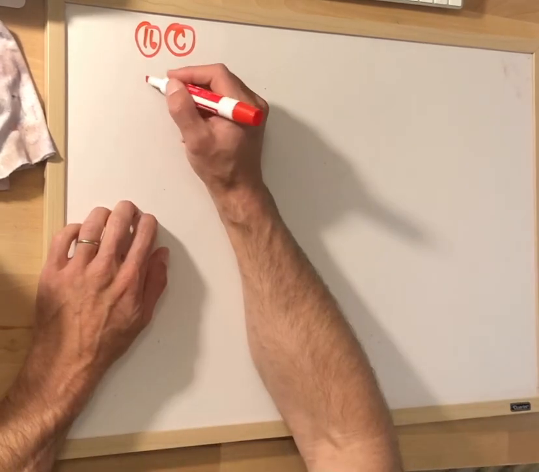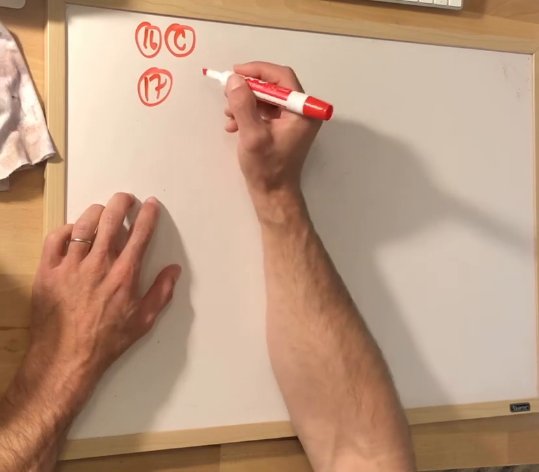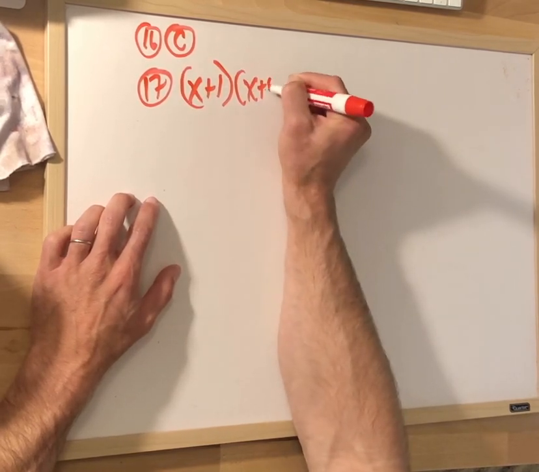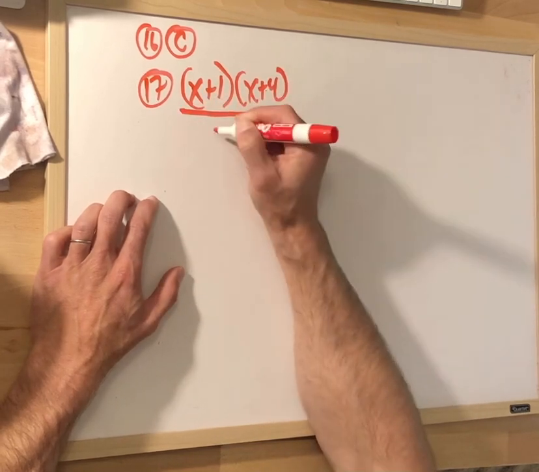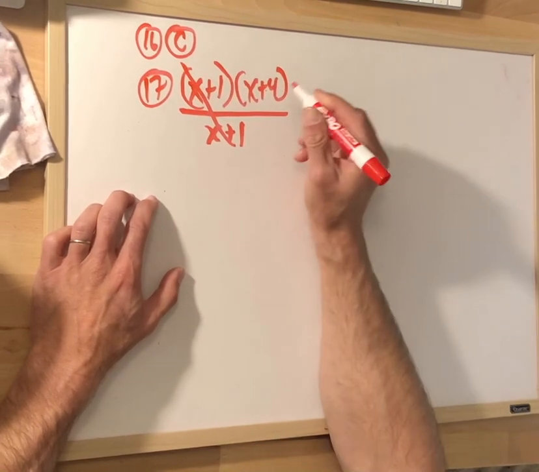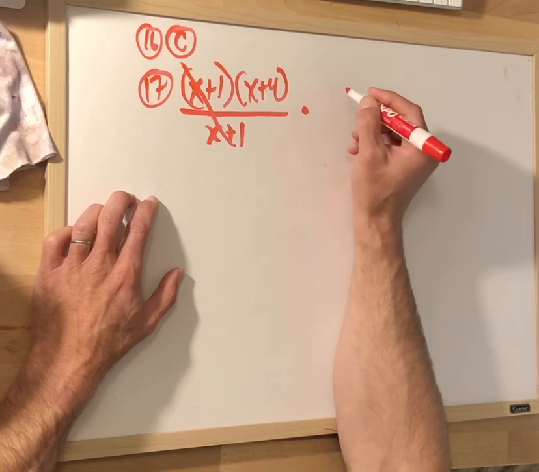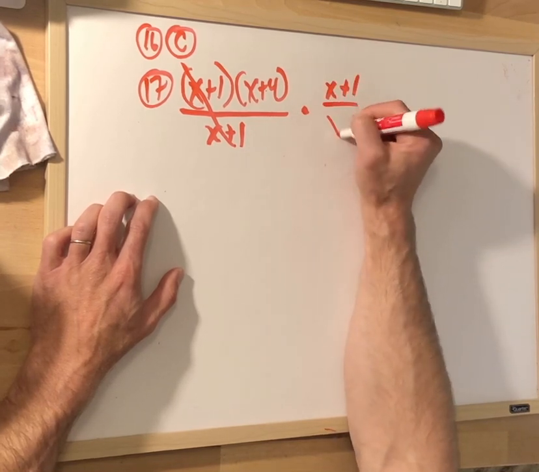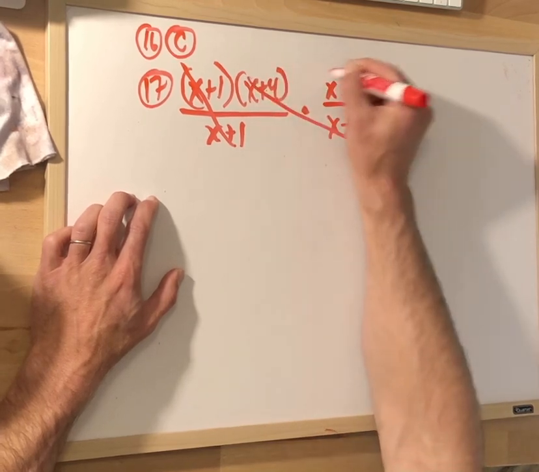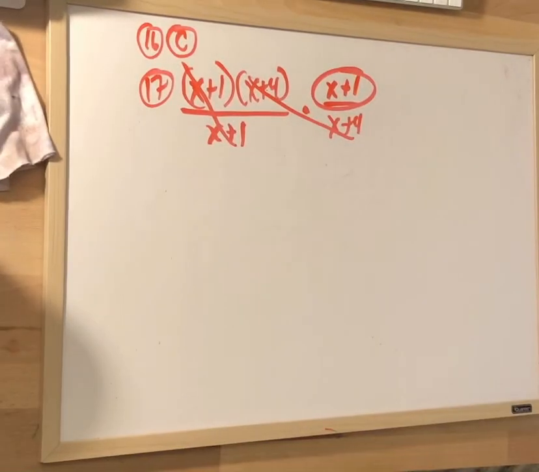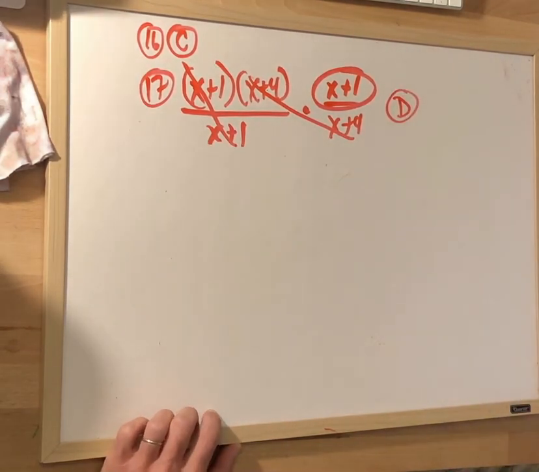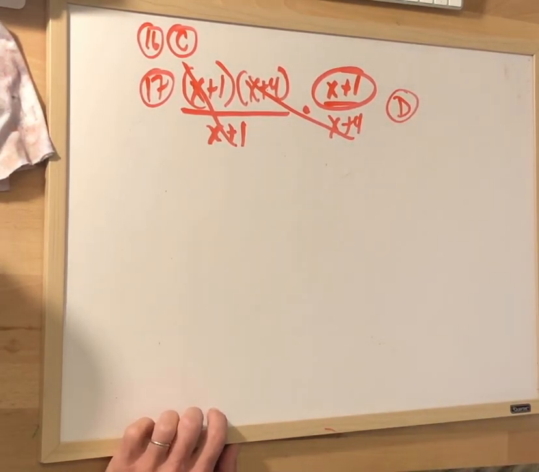All right, number 17. I'm going to factor x plus 1 times x plus 4 over x plus 1. Boom, gone. Times the reciprocal x plus 1 over x plus 4. Gone. Answer, which is letter choice D. That's 17. I shouldn't even have done that. That was too easy for you guys.